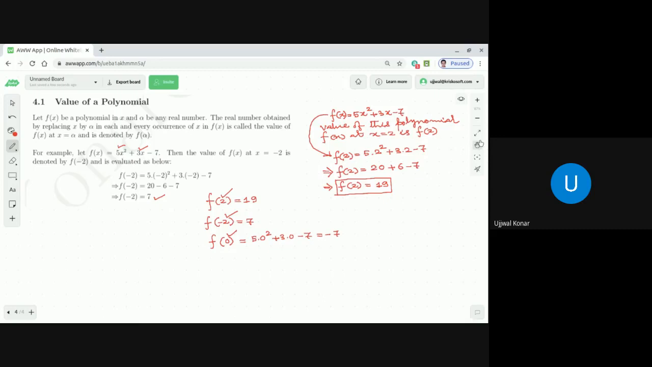Now, as we understand what is the value of a polynomial, our next point to discuss is the zero of a polynomial. What is the zero of a polynomial? That we are going to discuss now. The zero of a polynomial is that alpha. Okay, let me write it down first, then we'll discuss.